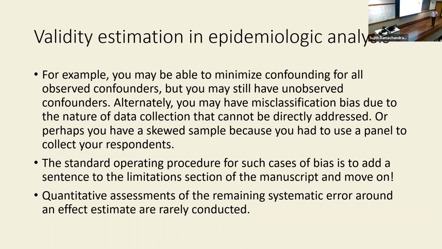Similarly, you might have a skewed sample because you don't have a good response rate for your study. And these things all affect the bias or the systematic error in your results. So what do we do when these things happen?